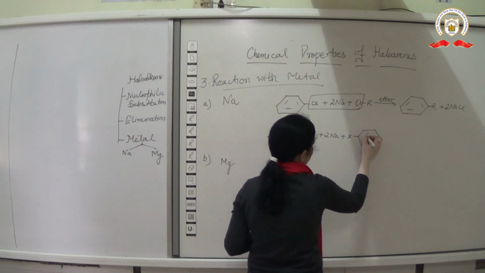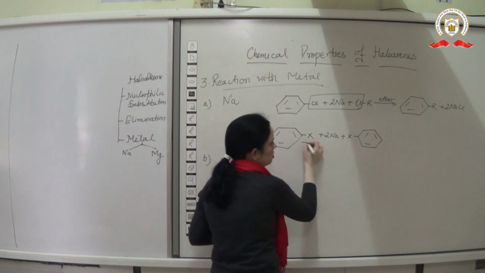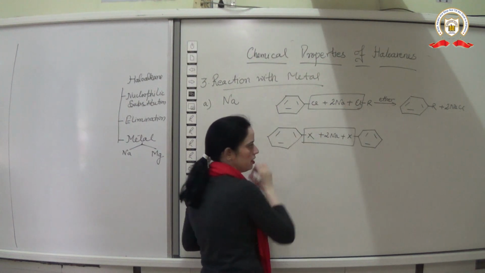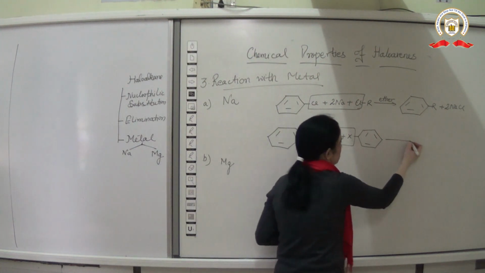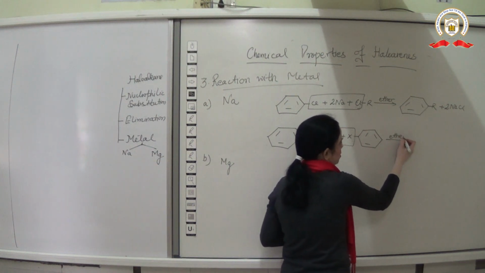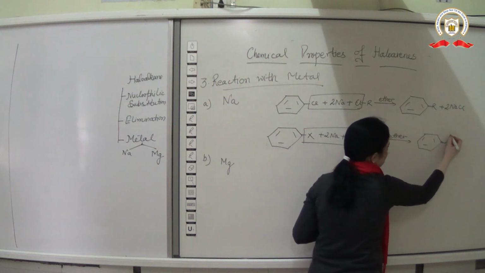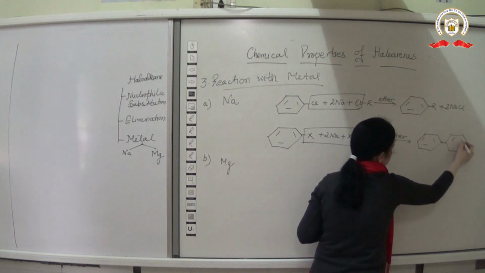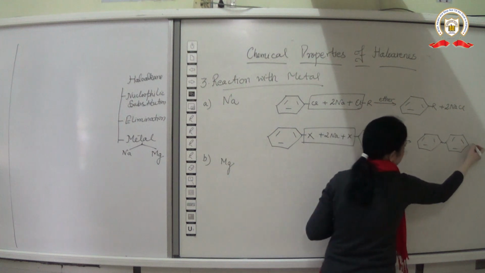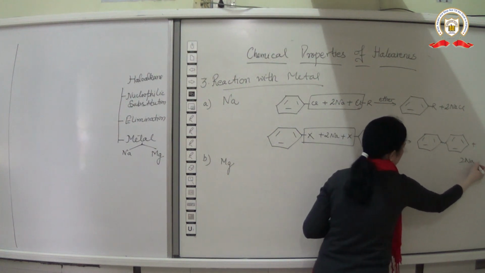Now in this case I have taken both the aryl groups. The reaction is going to be in a similar manner, with removal of 2NaX and the presence of ether. In this case we are going to get the two aryl parts attached simultaneously, and the removal is again the same, 2NaX.